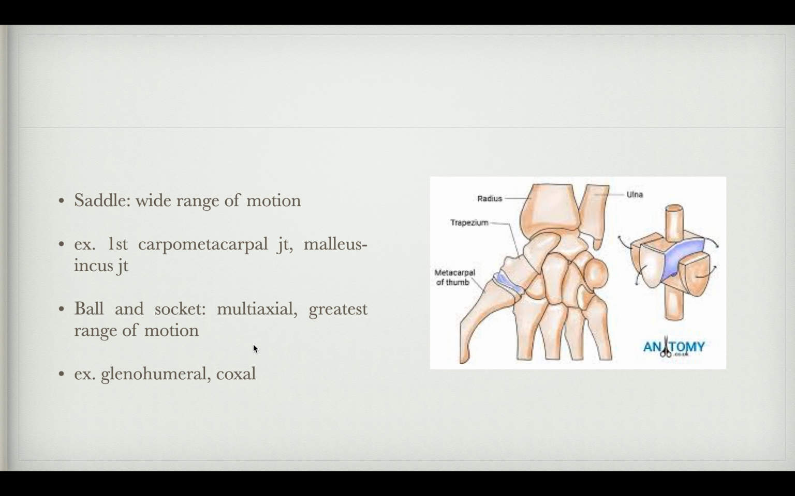The ball and socket joint is the multi-axial joint. It provides the greatest range of motion, and it's an articulation of a convex surface with a cup-like cavity. So it's in the glenohumeral joint and the coxal joints.